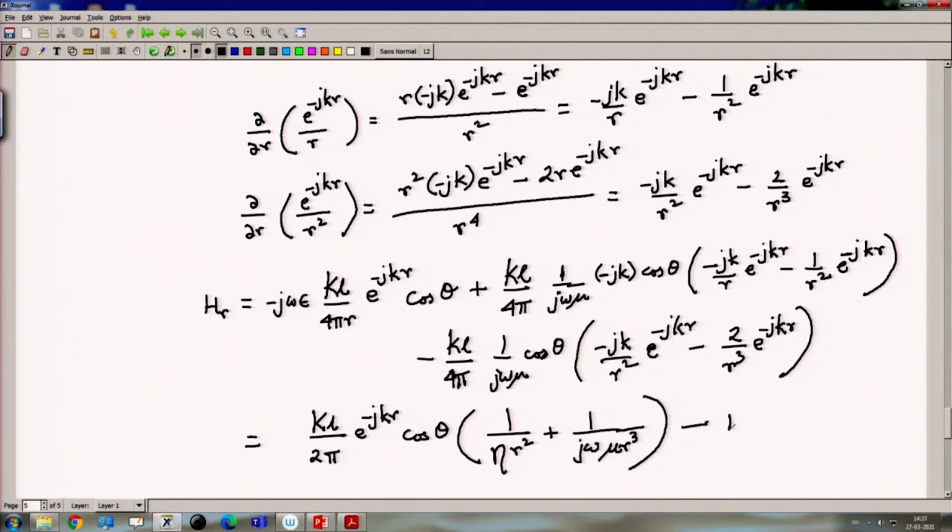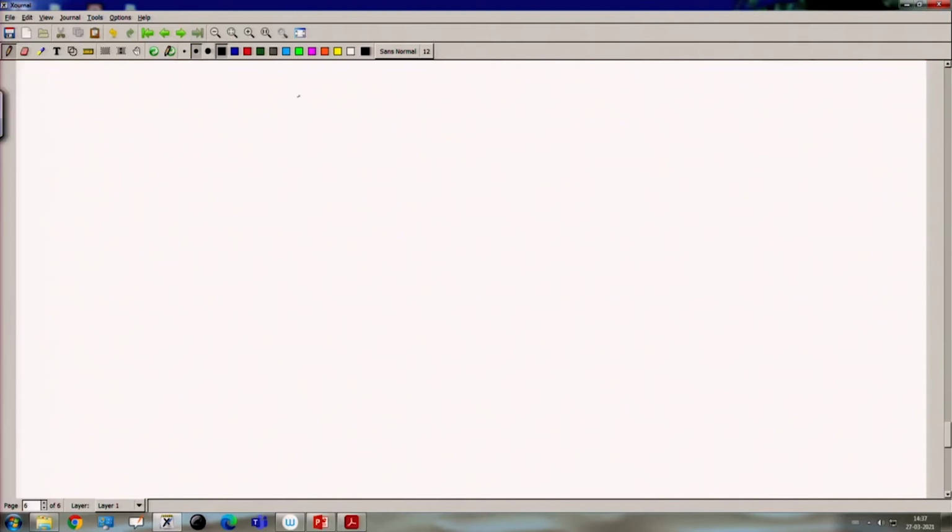So, we call this equation 18. In equation 18, the term k by ωμ equal to ω root με by ωμ, that is root of ε by μ, that is 1 by η.